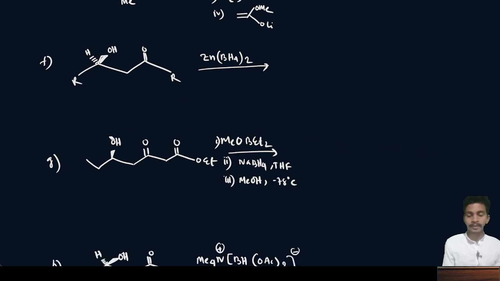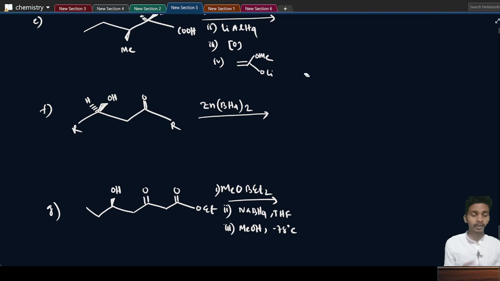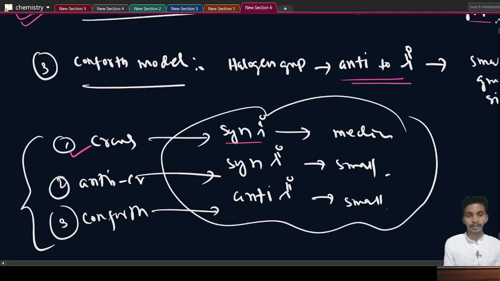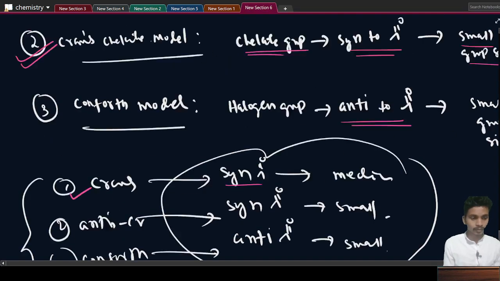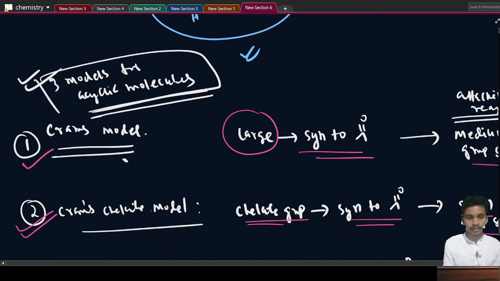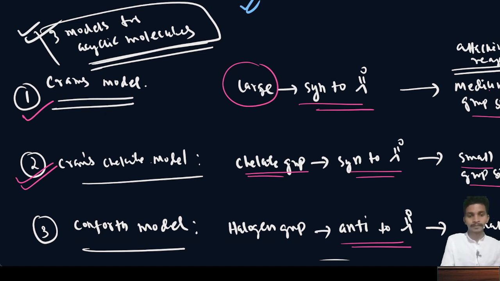Welcome. In the previous class I was discussing models. We saw three models. The first model is Cram's model, where, if a large group is seen to the carbonyl group, then the reagent will attack from the medium group side.